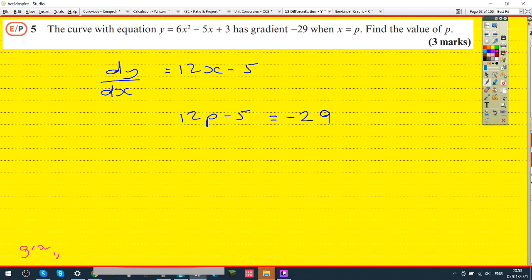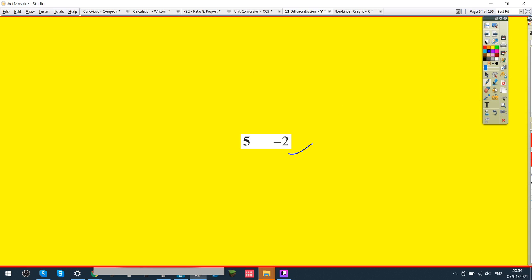So it'd be 12p equals minus 24. And then you divide by 12 on both sides. Which would give you minus 2. So p is minus 2. That's it. P is minus 2.